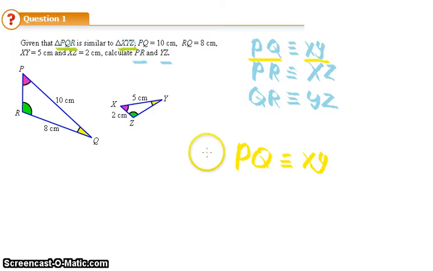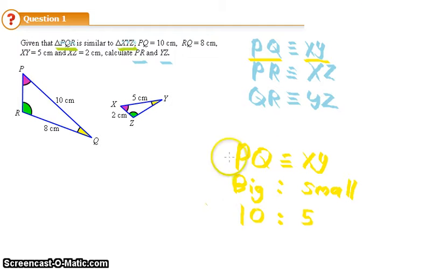Which is the bigger triangle, triangle PQR or triangle XYZ? We need to ask ourselves. Now we notice that this triangle here, PQR, is actually the bigger one. So big triangle to small triangle: PQ is 10, the small triangle is 5. How do we simplify it? We divide by 5, and it will be a ratio of 2 is to 1.